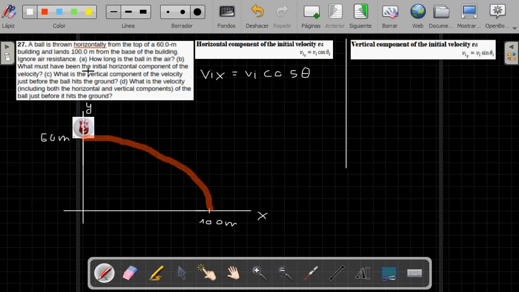Nevertheless, that doesn't mean that it's impossible to calculate the horizontal component of the initial velocity. Let's try to focus on the things that we have. We don't have the initial velocity, but we have the angle. It's not there given in numbers, but it's there given in words, because the ball is thrown horizontally.